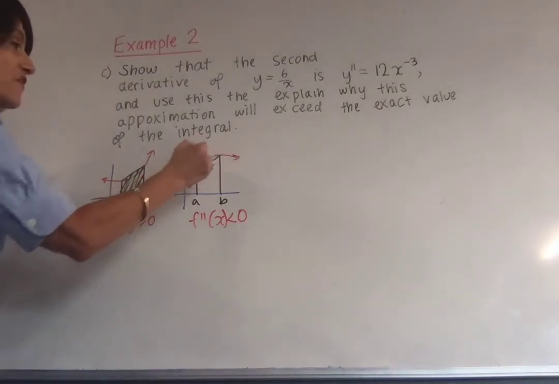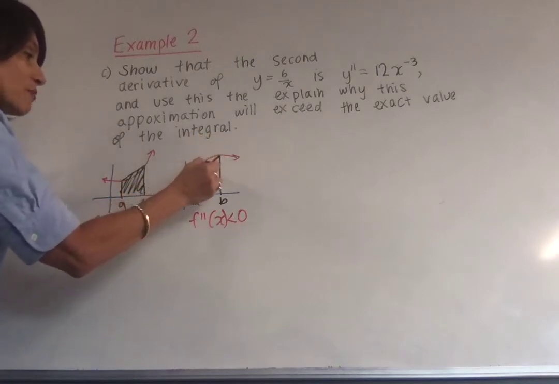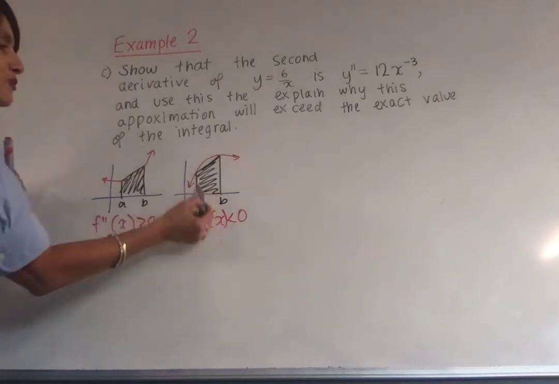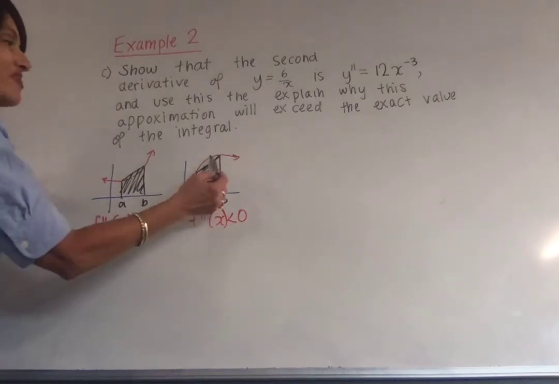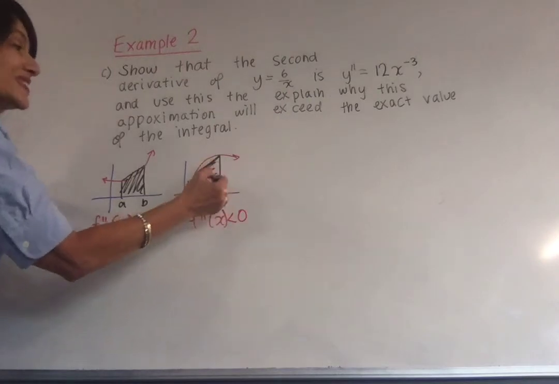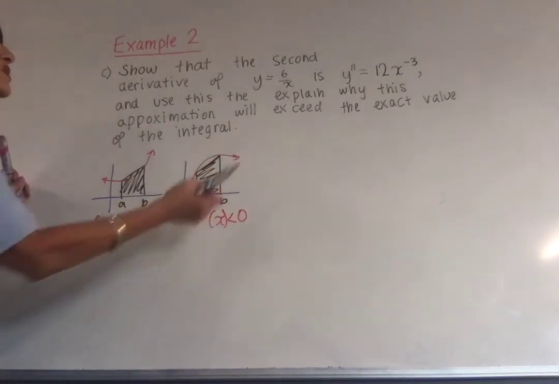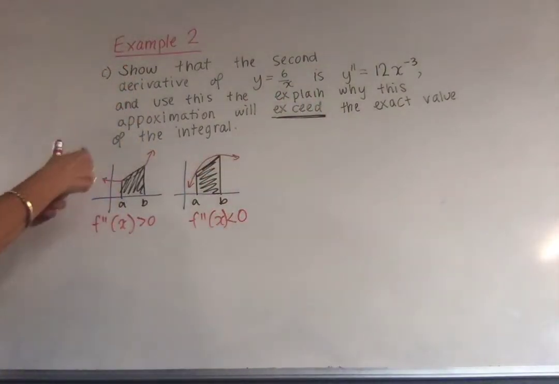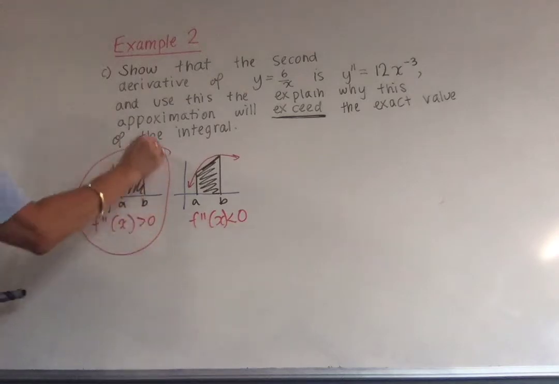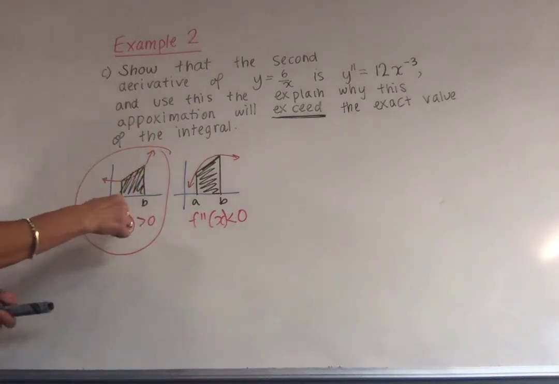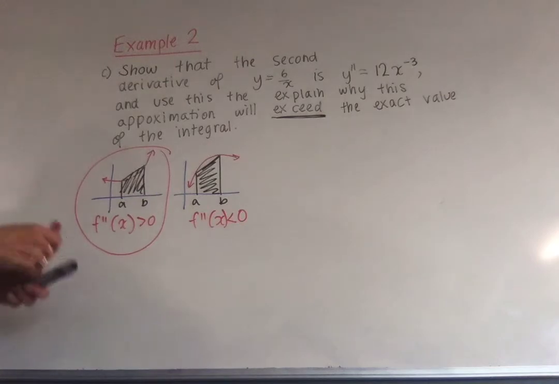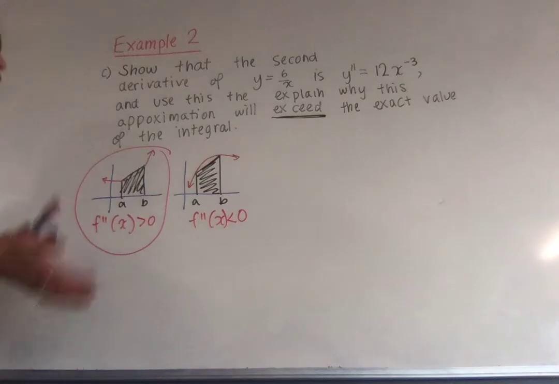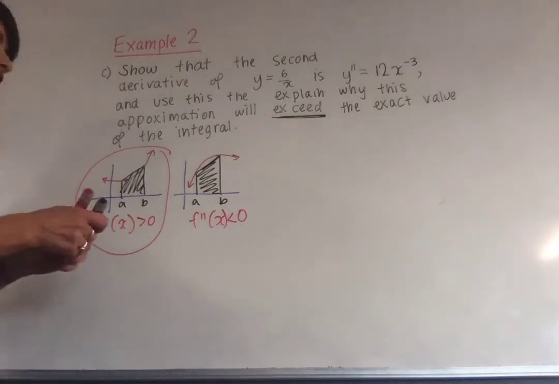Here, if the function was concave down and we were looking at applying the trapezoidal rule, in this scenario here, we can see that the trapezoidal rule would give us a result that is underestimating. It's less than the area under the curve. So if we're looking here at when it's going to exceed the exact value, then obviously we're looking at where the second derivative must be greater than 0, because that's the scenario for which our trapezoidal rule will give us an overestimate compared to the area under the curve.